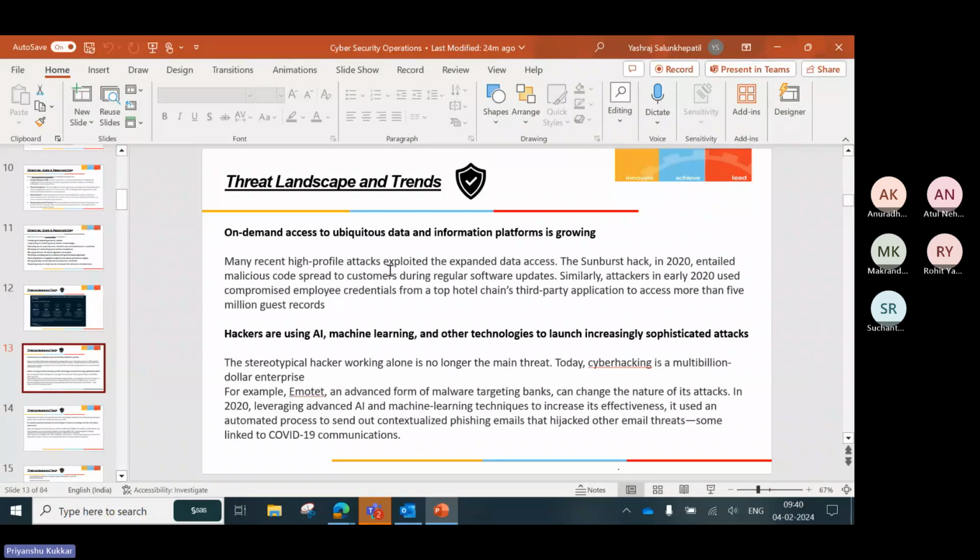So many recent high profile attacks exploited the expanded data access. The expanded data access is the one that I just told you, that companies literally are gathering every piece of information that they can, just so that they can predict what you will buy in future, how you will buy, how much you will buy, and accordingly they can design their products. Okay. An example would be the Sunburst hack in 2020, which entailed malicious code spread to customers during regular software updates. So that is why it is very important how you update your software.